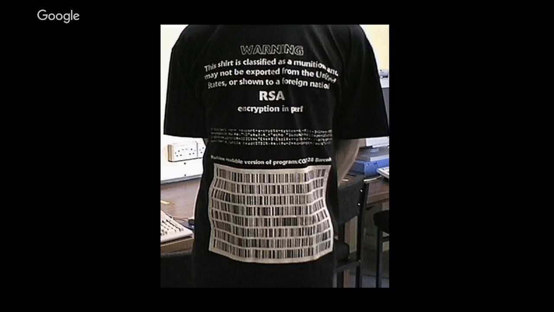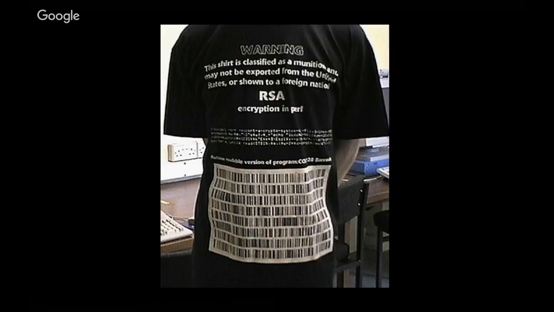And this is a t-shirt, which is kind of jokingly referring to the crypto wars. And it says, warning, this shirt is classified as a munition and cannot be exported from the United States or shown to a foreign nation. And it's explaining something about RSA encryption and Perl. So this is a joke, but it's actually a pretty common practice to restrict the export of pieces of technology or ideas like this in order to try and prevent foreign access.